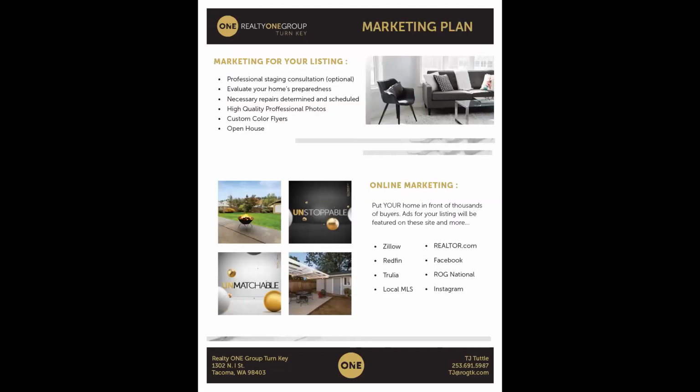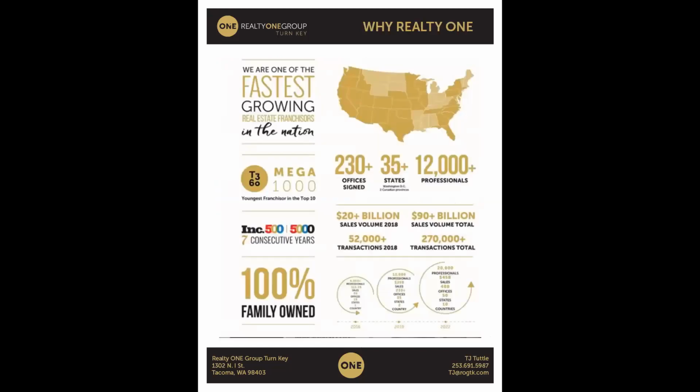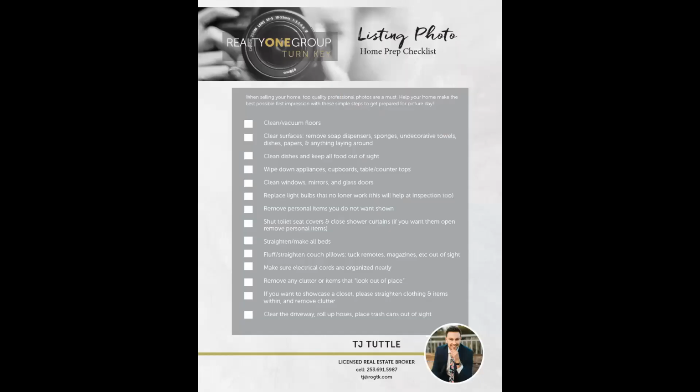Here is TJ's marketing page, which we're working on. So TJ, if you see this, sorry. And then this is just some info snapshot about Realty One Group. And then this is the photo listing or listing photo checklist. And you can actually request this outside of the PLP, if you'd like to have one of these made for you.